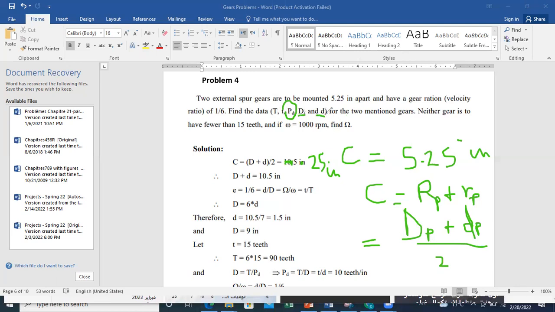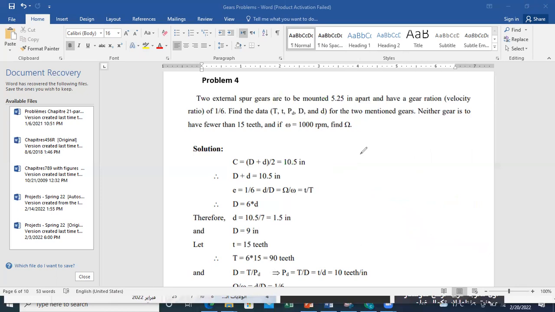Here you can directly understand that this is the diameter of the pitch circle of the gear, and this is the diameter of the pitch circle of the pinion, and this is the diametral pitch value, and these are the number of teeth for your gears. Big T is for the gear, small t is for the pinion.